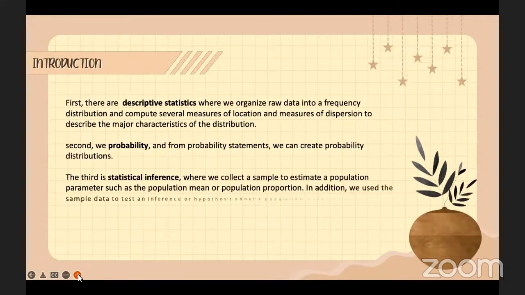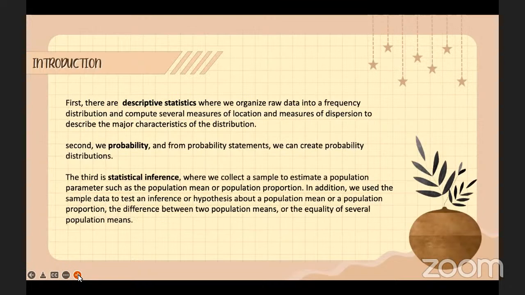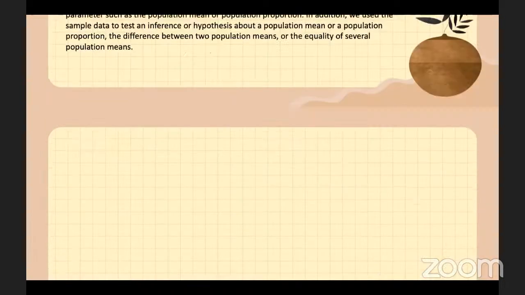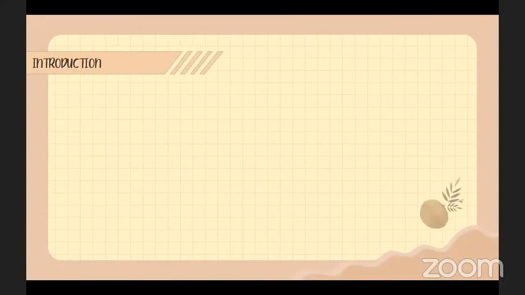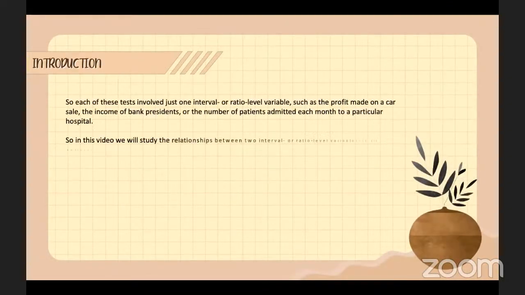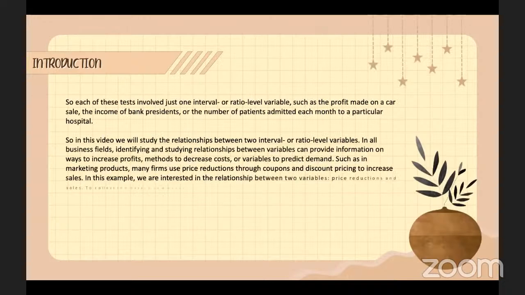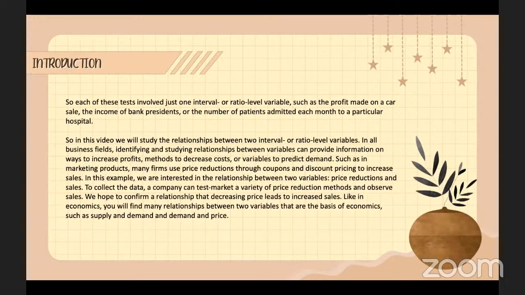In addition, we use the sample data to test an inference or hypothesis about a population mean or a population proportion, the difference between two population means, or the equality of several population means. Each of these tests involves just one interval or ratio level variable, such as profit made on a car sale, the income of bank presidents, or the number of patients admitted each month to a particular hospital.